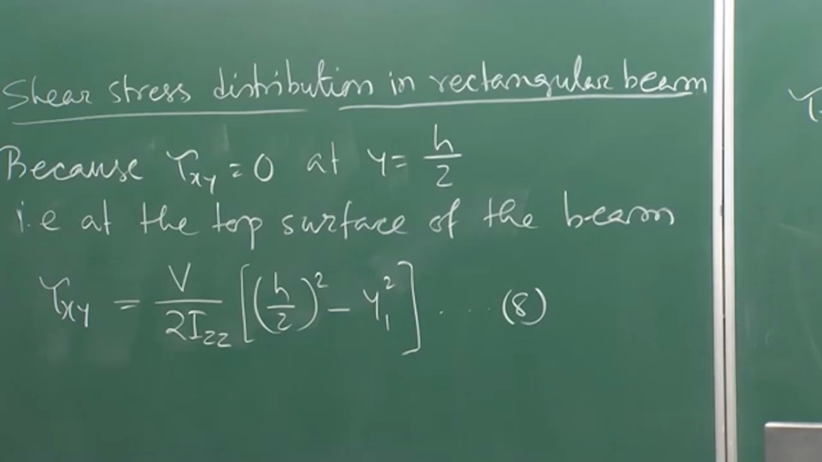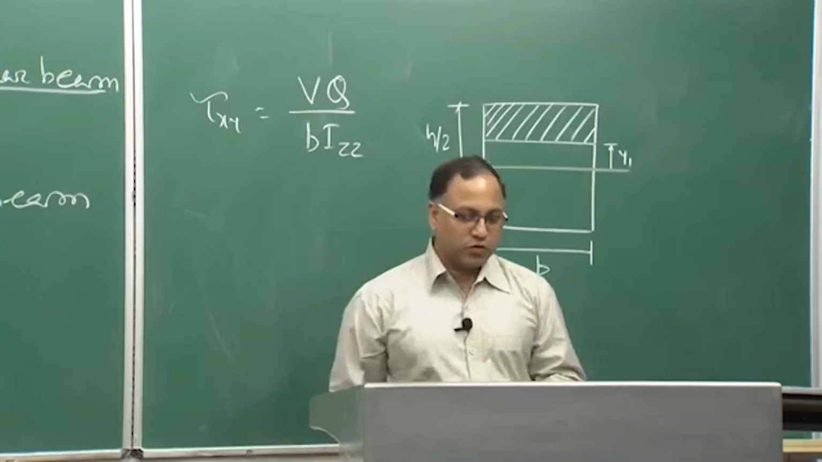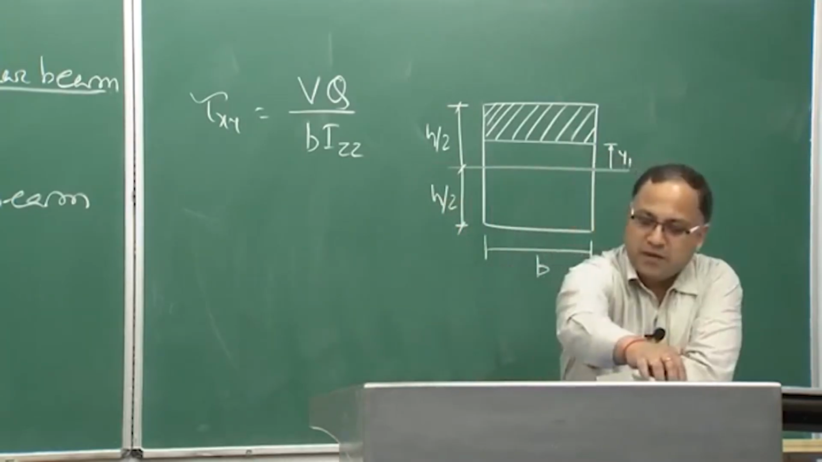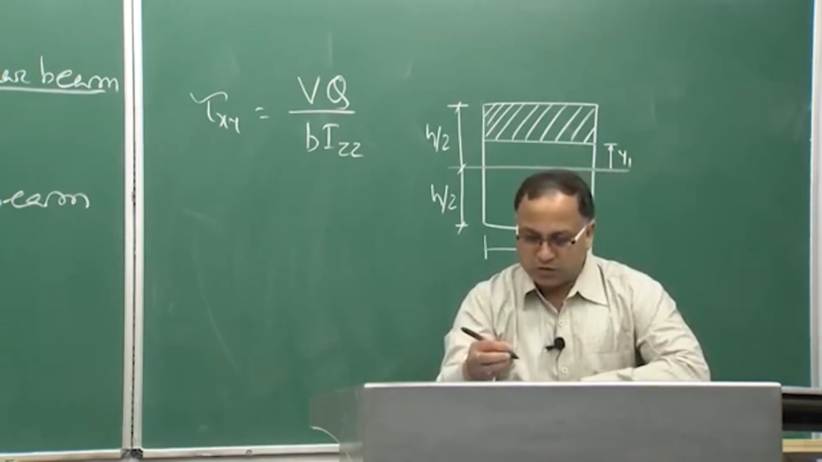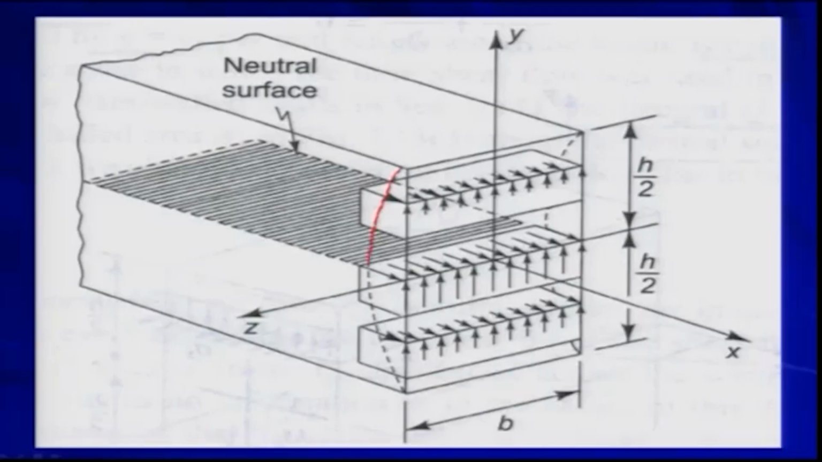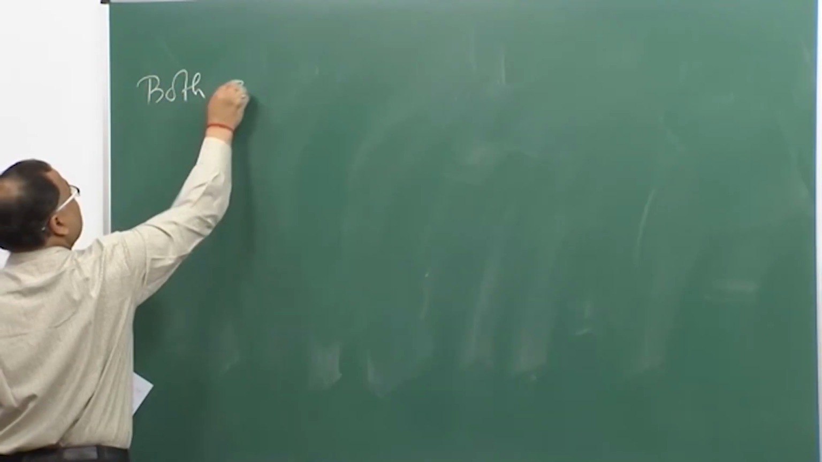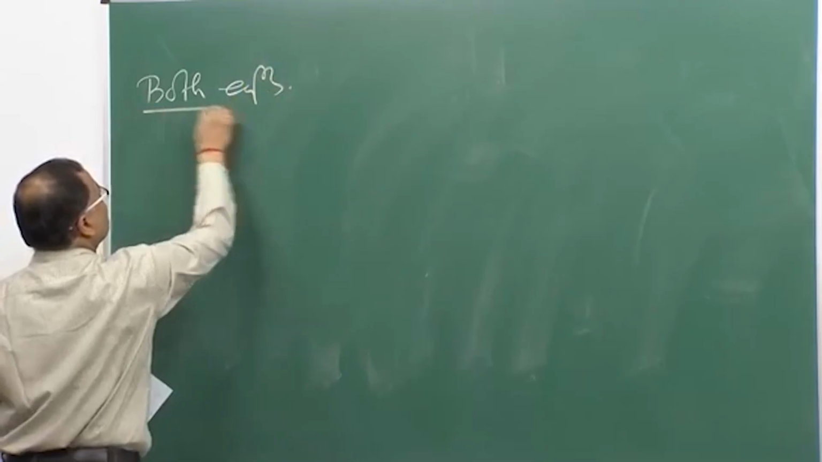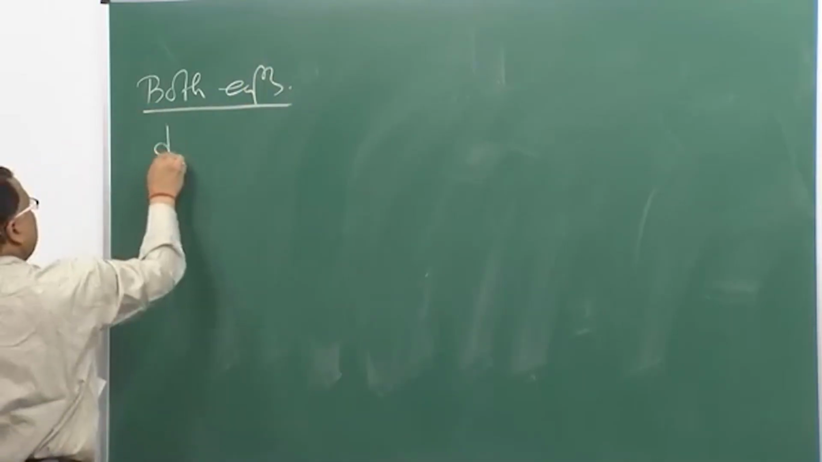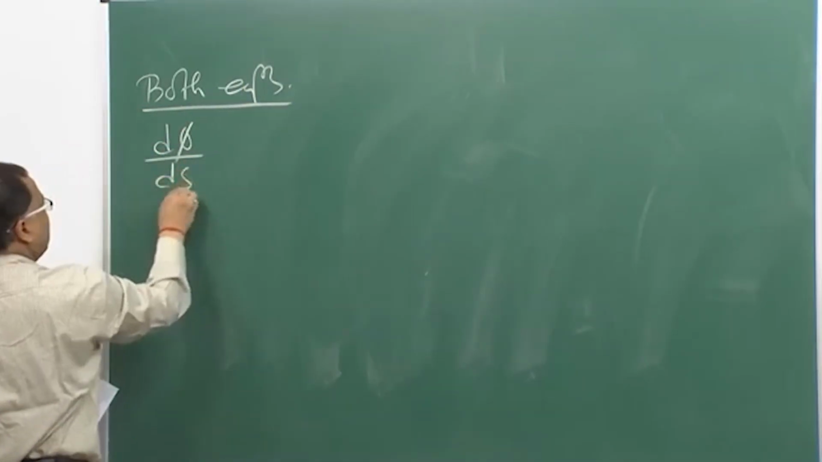So, now if you look at the variation of your shear stress for the rectangular beam, as I told you, this is the variation. This is the variation of your shear stress, 0 at the top and bottom surface and maximum at the neutral surface.